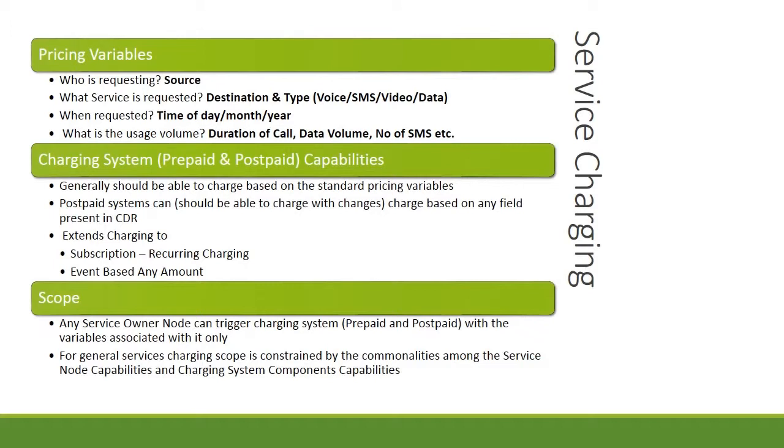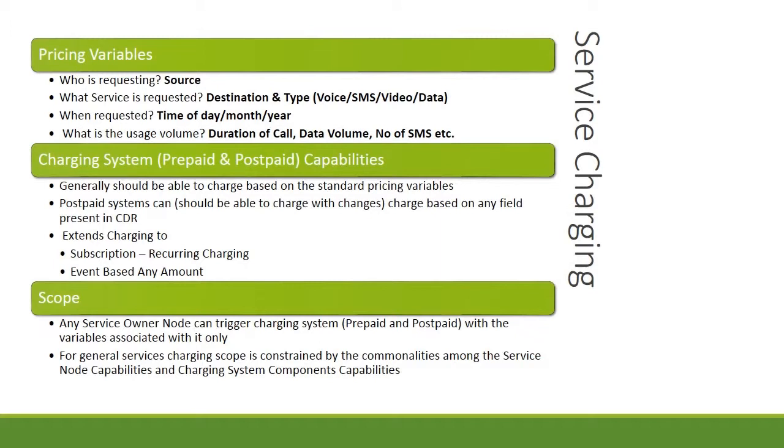As a whole, basically there are four types of pricing variables. One is source, another is destination and type of service, the time when the service is requested, and the volume of usage. The service channel doesn't contain more information than this. So if we want to charge, then we have to use these four types of pricing variables. All kinds of packaging or play-around are done on the basis of these four pieces of information.